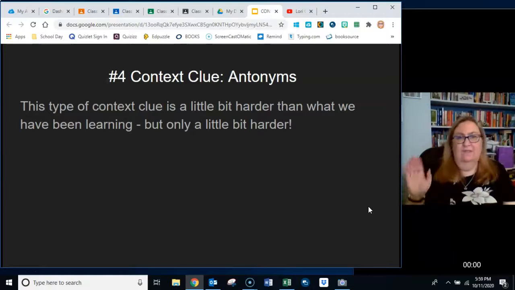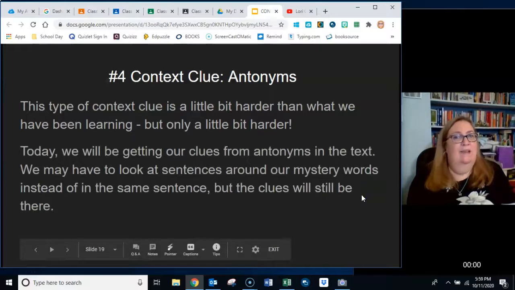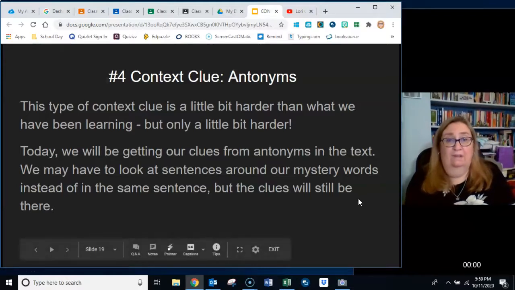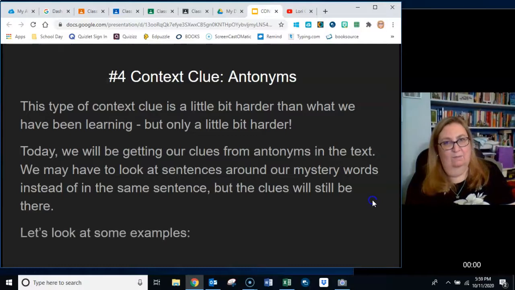I'm trying to start you off easy and get just a little bit harder every day so that we're not overwhelmed with what we have to do this week. So today we're going to be getting our clues from antonyms in the text. We may have to look at sentences around our mystery words instead of in the same sentence, but the clues will still be there. You're a detective. Things don't get handed to detectives. They have to search them out. So please be prepared to do the slightest little bit of work today. Let's look at some examples.